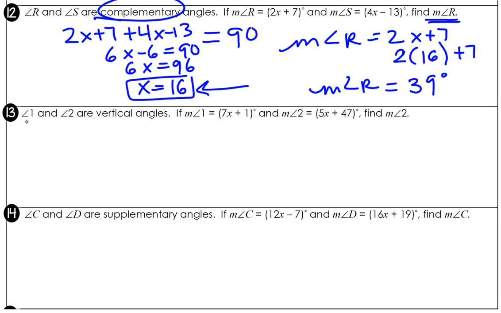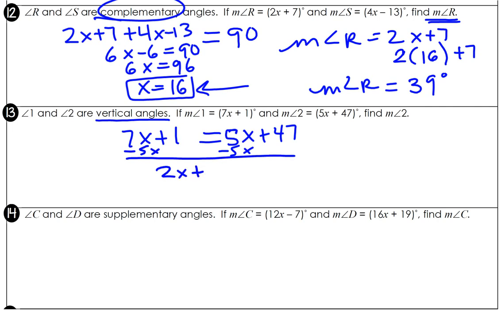Alright, number 13. Angles 1 and 2 are vertical. Do you remember what that means? Vertical angles are equal to each other. So the equal sign has to go in the middle, and one angle goes on each side. So minus 5x from both sides. Subtract 1 from both sides. And then divide by 2.